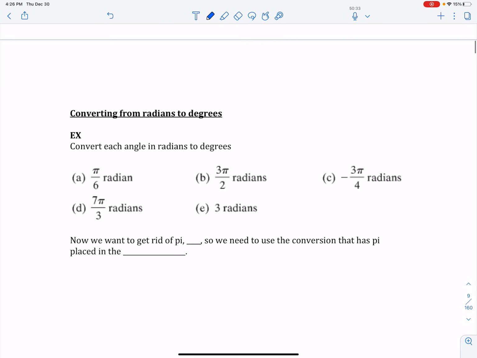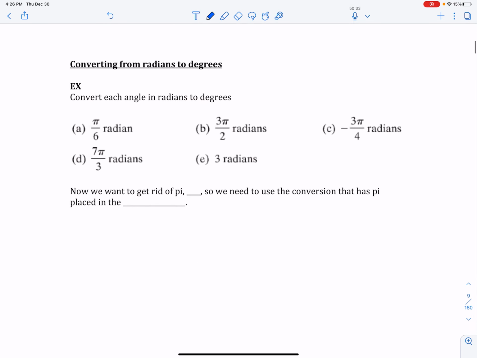Okay. Converting from radians to degrees. So now we're working backwards. We're starting with radians and we want to get rid of pi. So we need to know the conversion that pi has to be placed in the denominator.